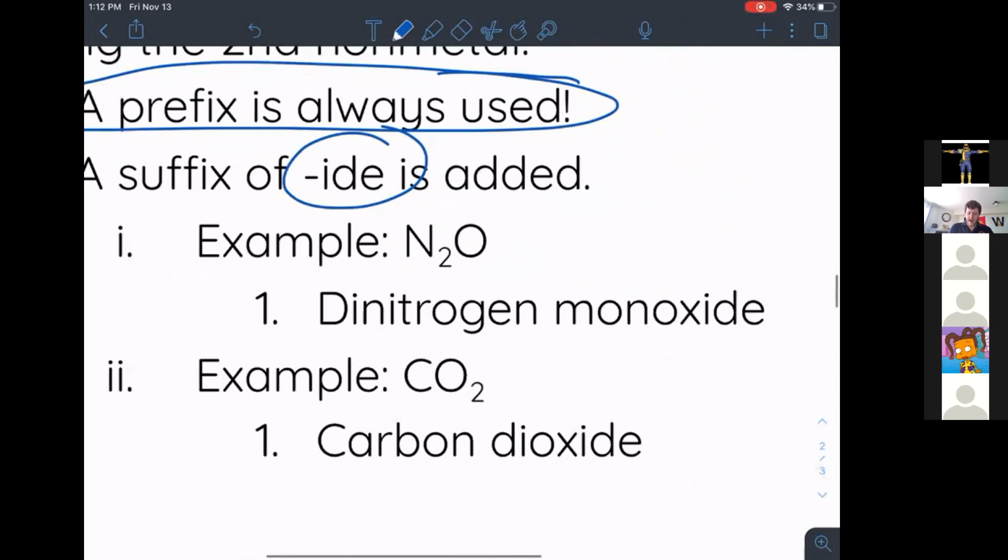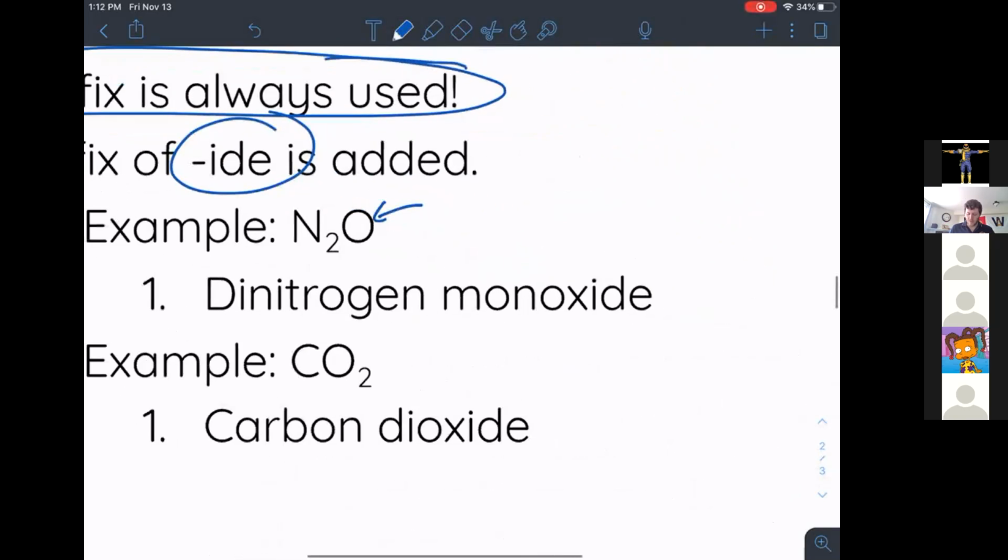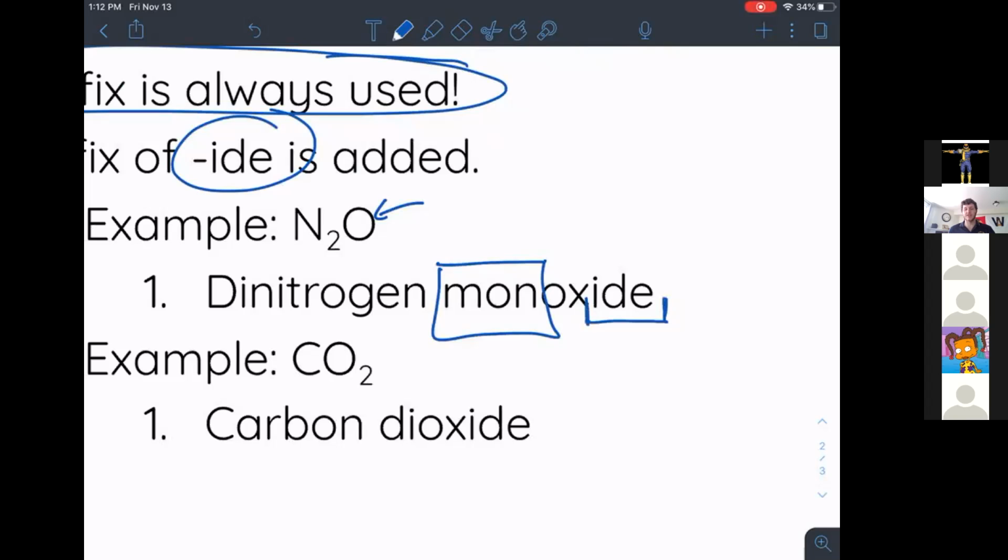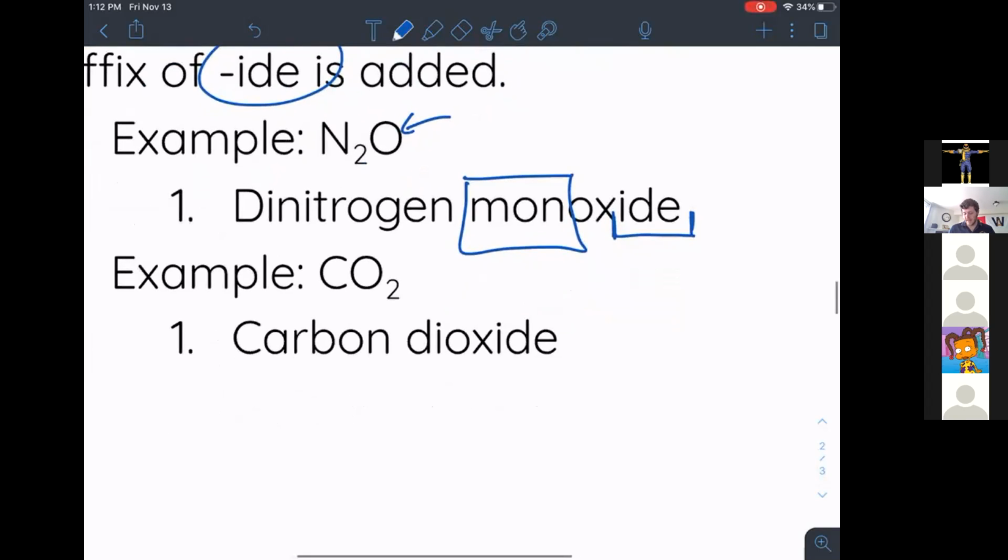So for this first one, how many oxygens do I have? One, which is why we have the prefix in front of oxygen as mono. And that's why they've changed the ending of the second element to be IDE, to show that it is the second element. Same thing with this second one. They've changed the ending to IDE. And then how many oxygens do I have here? 2, which is why we changed the prefix to di for dioxide, or 2 oxygens.